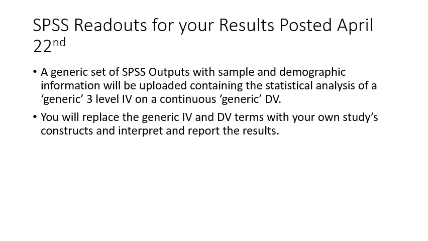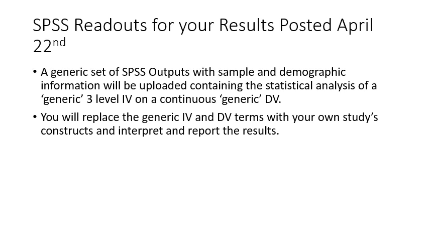As I said, on April 22nd, I will post a generic set of SPSS outputs. They'll have sample and demographic information, and they will also have a statistical analysis of a generic 3-level IV. So it will literally say on the output, level 1, level 2, level 3. Assuming that you've created an IV where level 1 is a low level of your construct, level 2 is a medium level, and level 3 is a high level, it will then be examined on its effects on a generic DV.